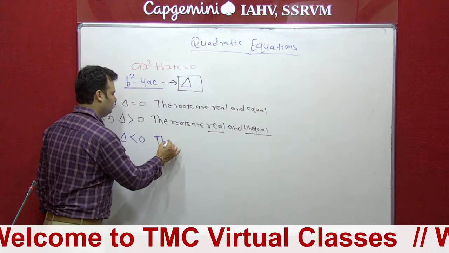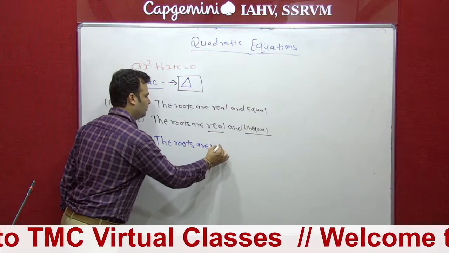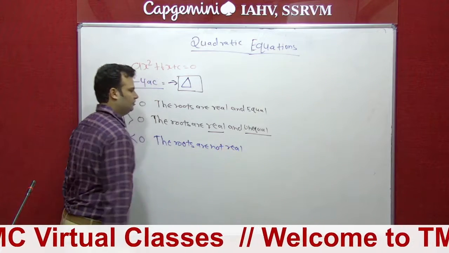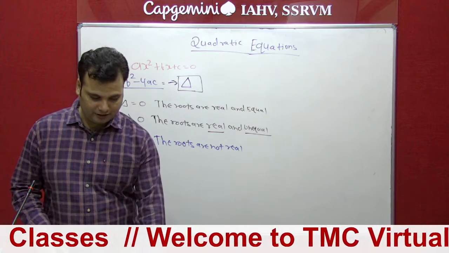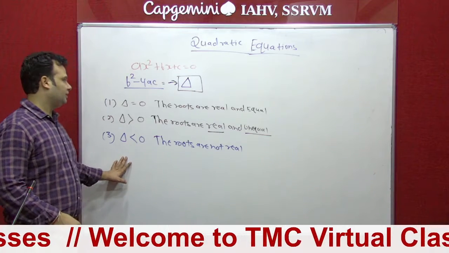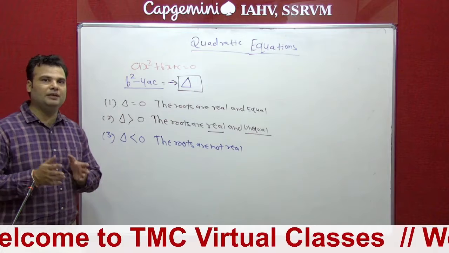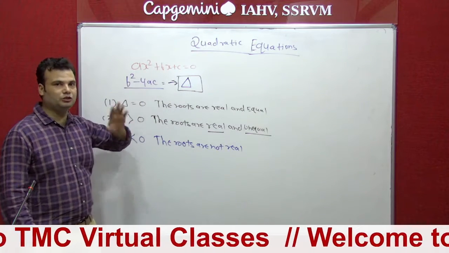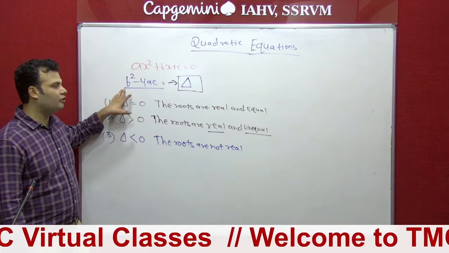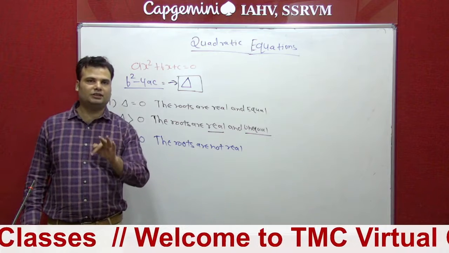The roots are not real. So this is very important. You have to remember, in exam they will ask to determine the nature of the roots. So first step, we have to find the values of a, b, c by comparing with the standard equation ax square plus bx plus c equal to 0. Then we can find the value of discriminant, that is b square minus 4ac. So always there are three conditions.